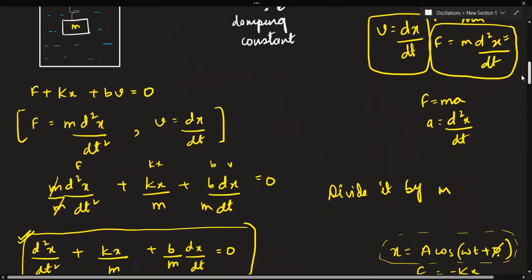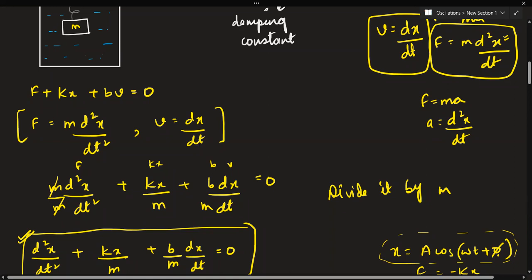Now if I transpose them all together, this will be F plus kx plus bv equal to 0. Now I want all the terms with one variable, so let's say x. x is the basic thing, meaning displacement. Every term can be reduced to displacement. Force is mass into acceleration, and acceleration is the double derivative of displacement, so it will be m d square x by dt square. And velocity is dx over dt only.